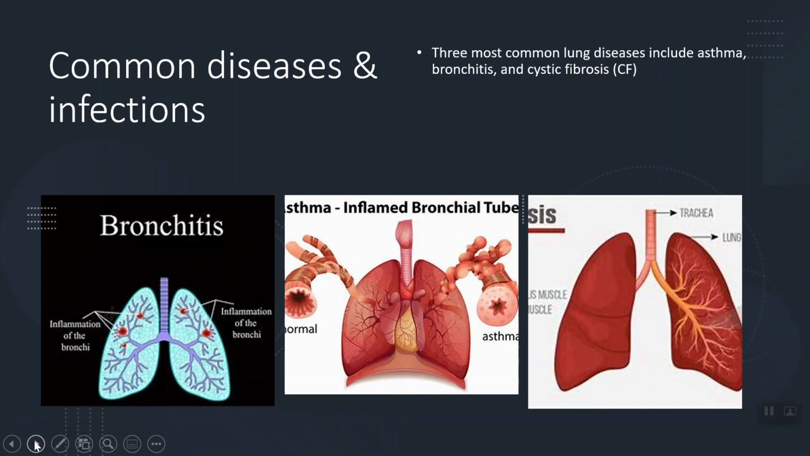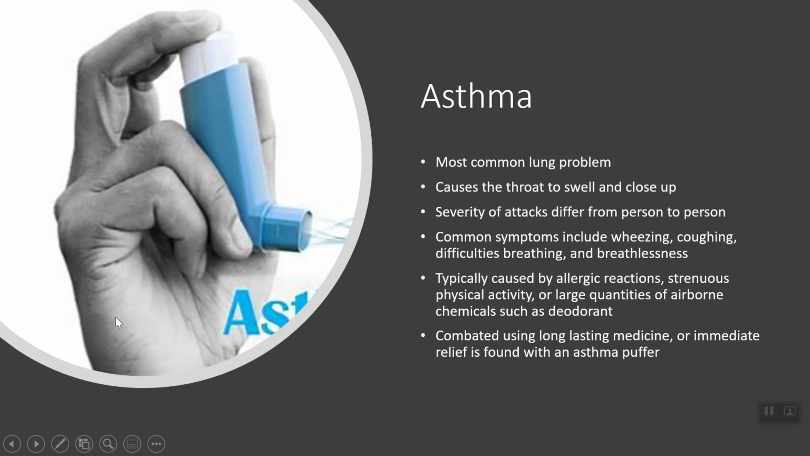Common diseases and infections. The three most common lung infections and diseases include asthma, acute bronchitis, and cystic fibrosis. Asthma. Asthma is the most common problem with the lungs. It is a condition where the airway inside of an individual's lungs will become quite swollen and narrow. This restricts breathing capabilities and, if left untreated for too long at a time, can result in death, though the severity of asthma attacks varies from person to person.